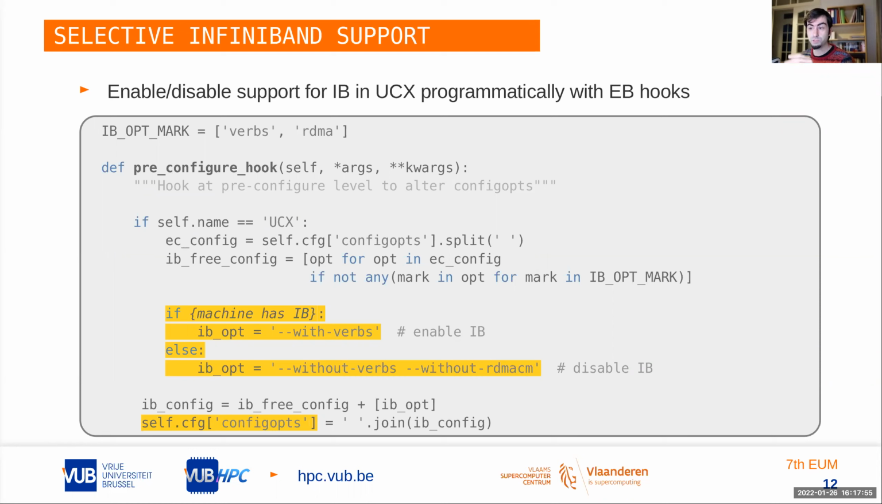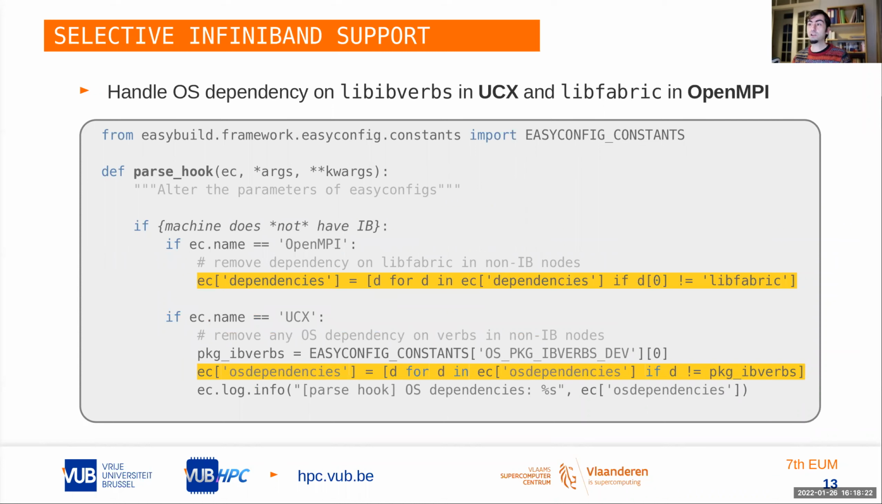And then the result of this is added to the list of configuration options for this installation. And then you get automatically the configopts of UCX updated depending on the fabric available in your system. As I said, we also want to disable the OS dependency on libibverbs in UCX, and also disable the dependency on libfabric in OpenMPI. And for that, we can use the parse hook.